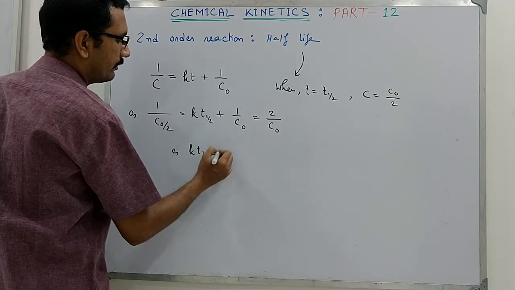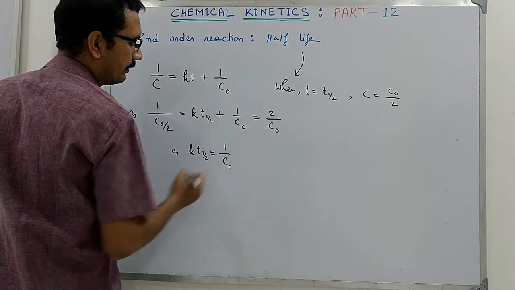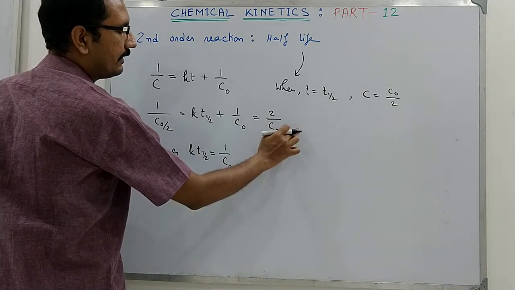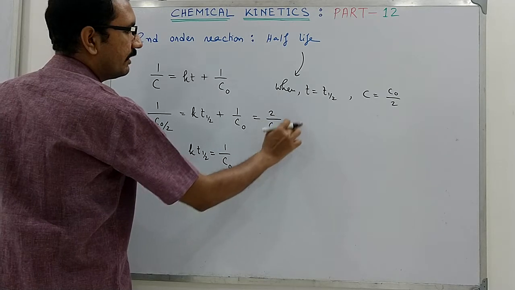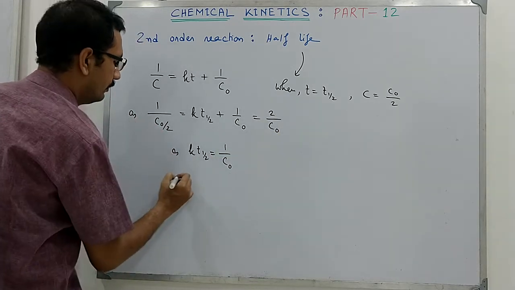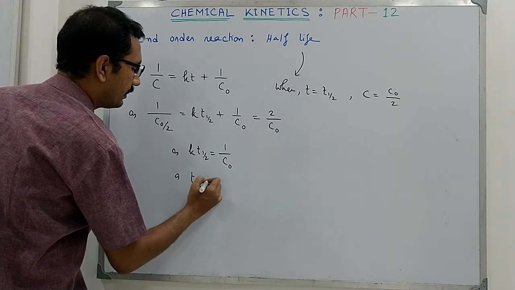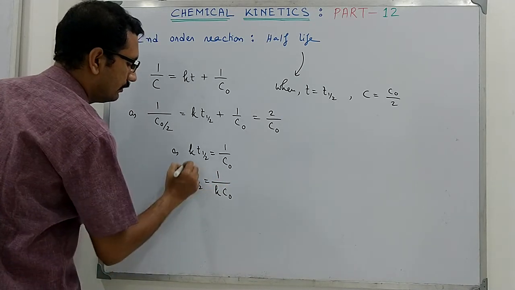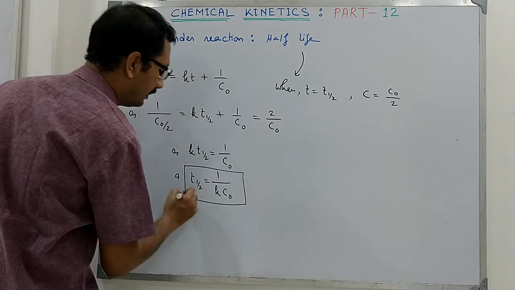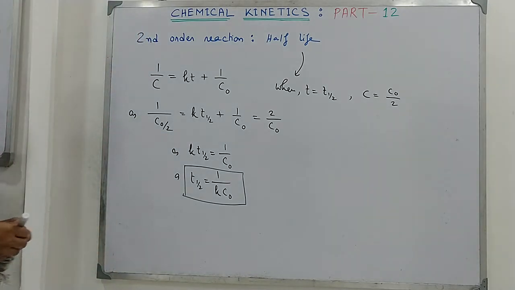So K t half equals 2 by C0 minus 1 by C0, that is 1 by C0. So the half-life for a second order reaction is inversely proportional to the initial concentration.